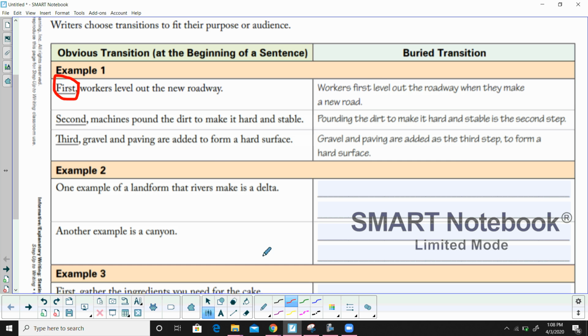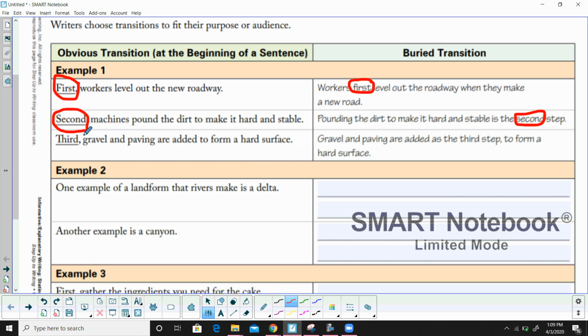They use that same transition here, first, but instead of using it right at the beginning of the sentence, they've kind of snuck it in later. And they do the same thing for the rest of them. Let's look at that. Second, machines pound the dirt to make it hard and stable. So they're telling us the second step, right? Let's see where we find that in the buried transition. Pounding the dirt to make it hard and stable is the second step. All right, so there we go. We've got first step, second step, and we're burying these transitions.